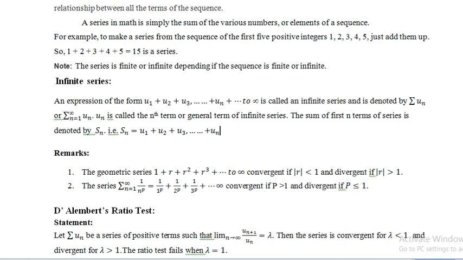Second, the series 1 by n raised to p, where n goes from 1 to infinity, that is 1, 2, 3, 4, up to infinity. Then the series becomes 1 divided by 1 raised to p, 1 divided by 2 raised to p, 1 by 3 raised to p. Here if p is greater than 1, it is called convergent, and if p is less than or equal to 1, then it is called divergent.